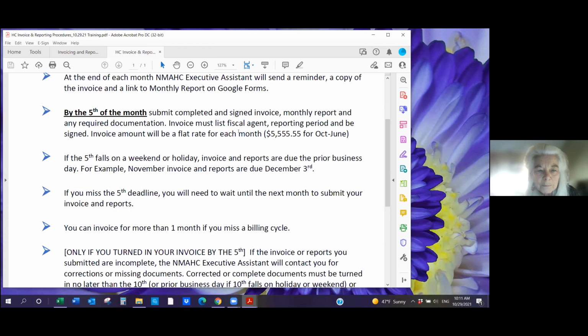So at the end of each month, Madeline will be sending out a reminder and a copy of the invoice. I'll go through the invoice in detail in just a minute after we give you the overview, and then we can take any questions about the procedures. An important thing to remember is if the 5th falls on a weekend or holiday, it's going to be due the business day prior. That will be the case in December because December 5th falls on a Sunday.